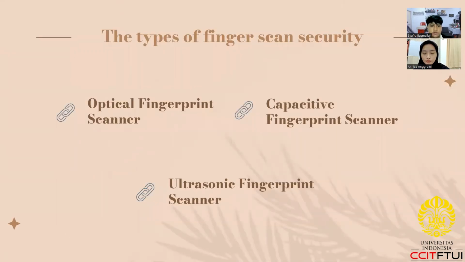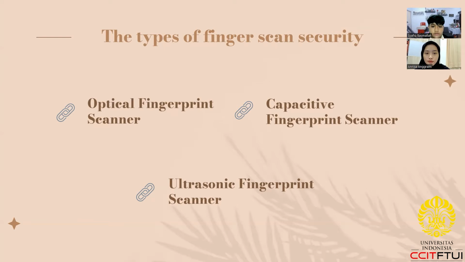Next, the types of fingerprint security. First, we have the optical fingerprint scanner. Optical fingerprint systems are the most widely used type of reader. With this method, a light-emitting diode creates a digital sample of the fingerprint. During the use of an access control terminal, the employee places their finger on the scan area.